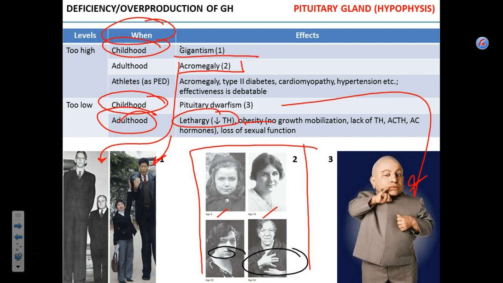Well, acromegaly would be the first one, right? Obviously. And then, I'm going to talk type 2 diabetes. Why? Exogenous growth hormone may lead to type 2 diabetes.